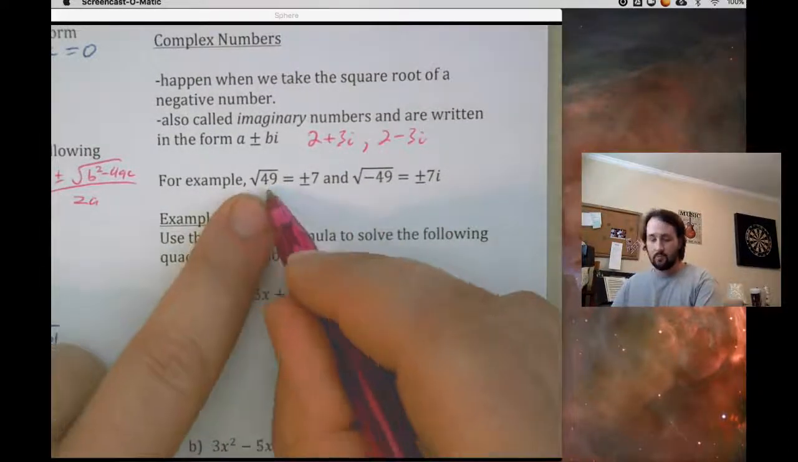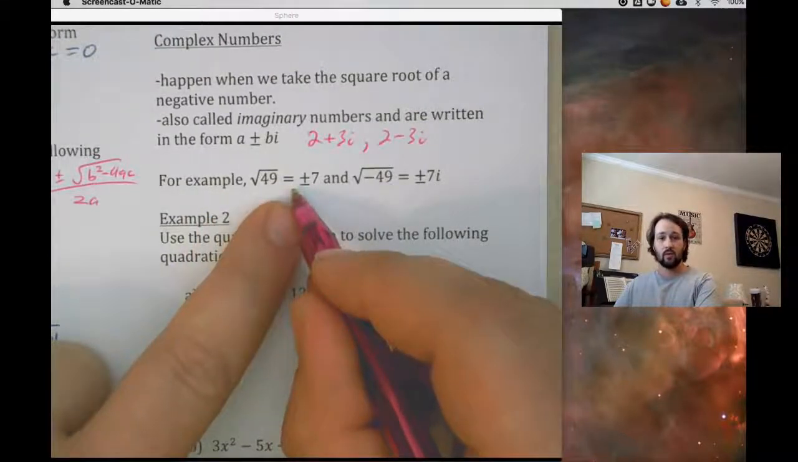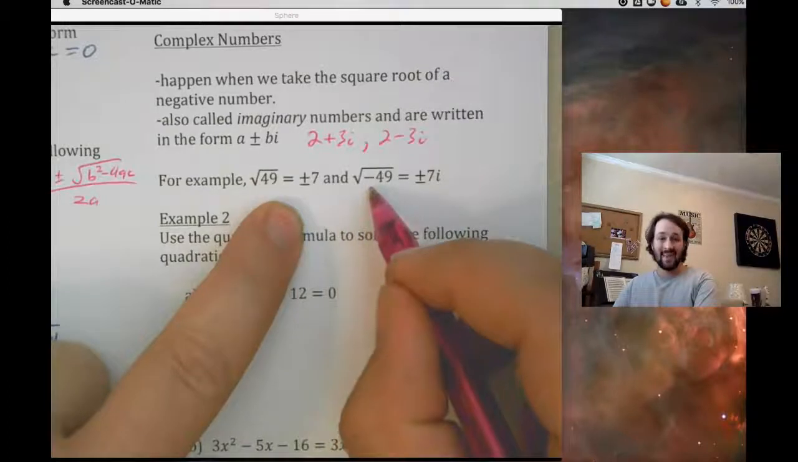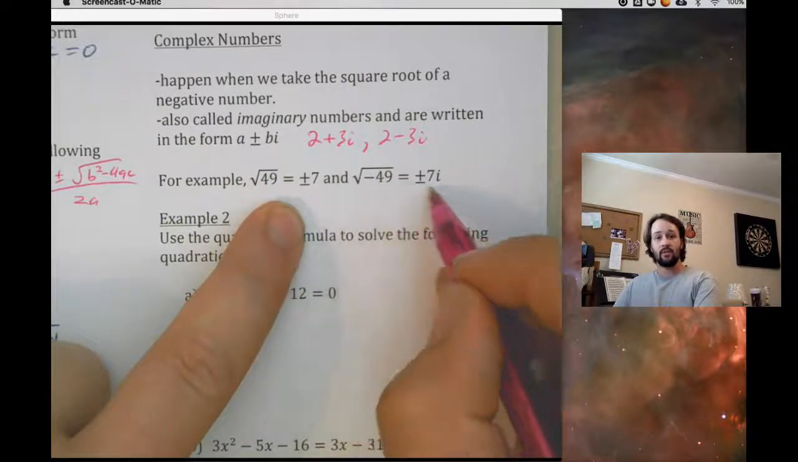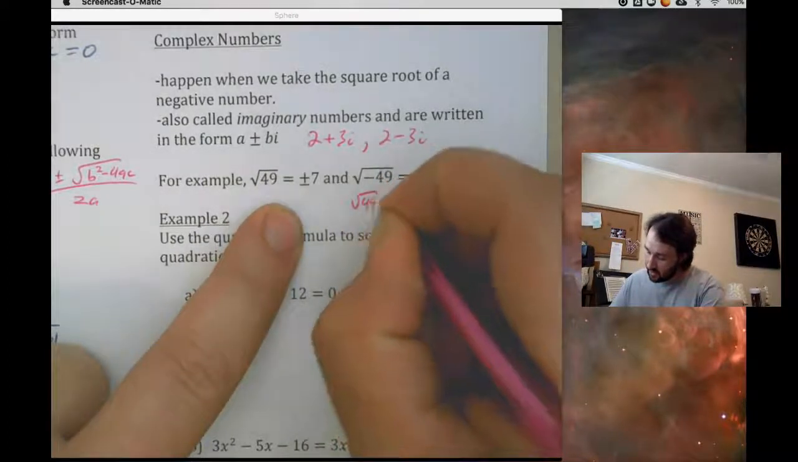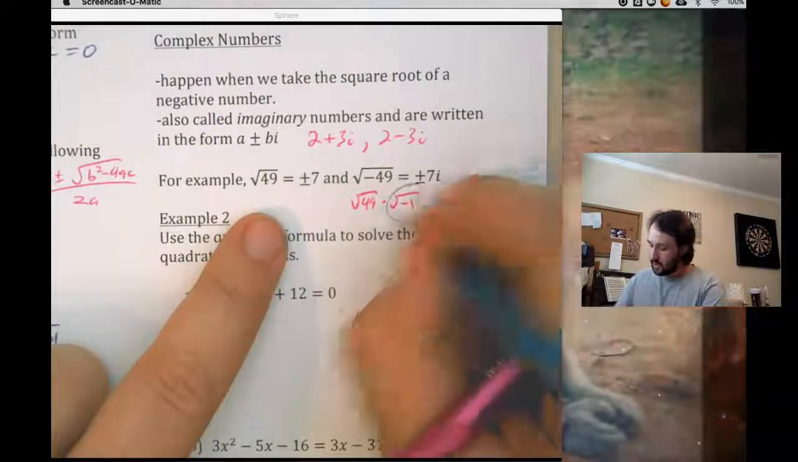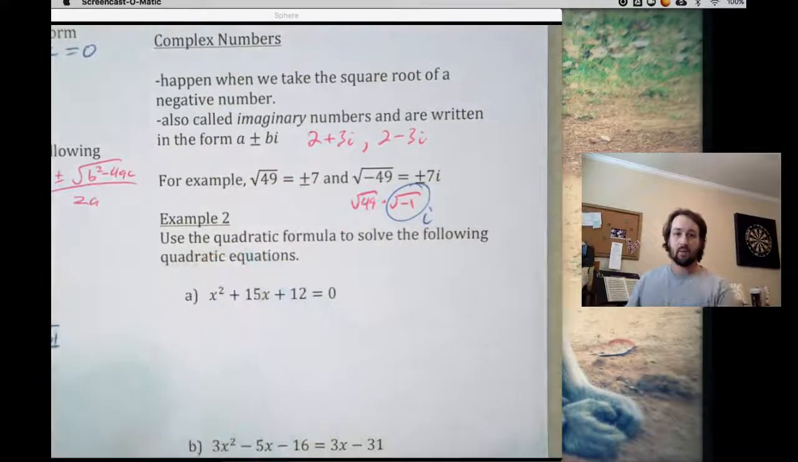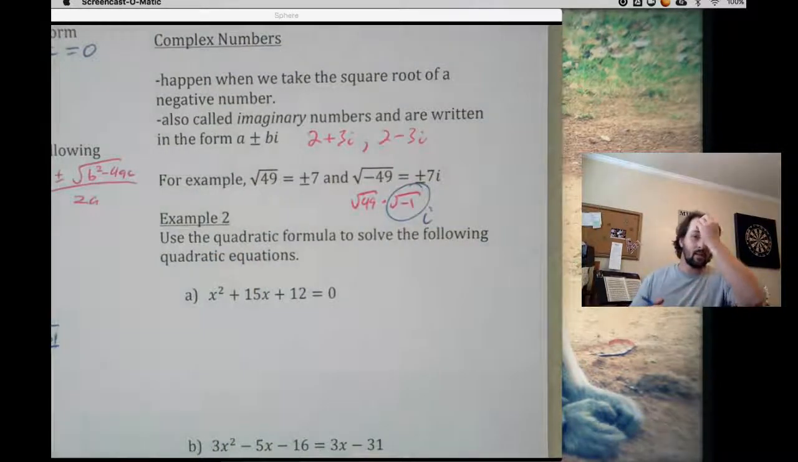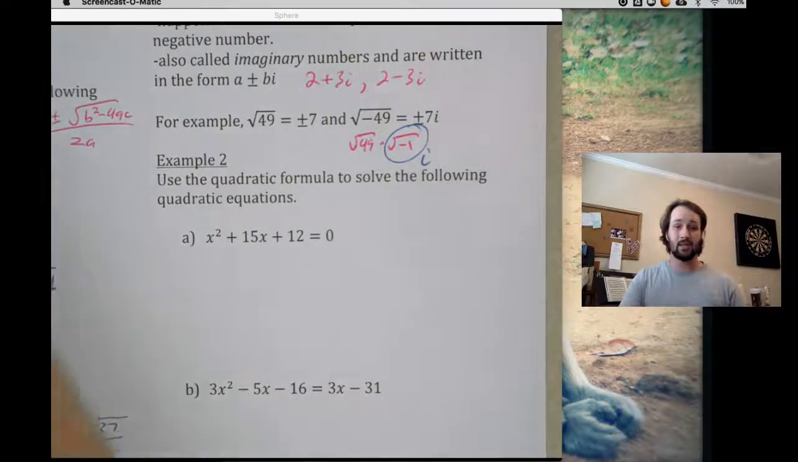But for example, we know the square root of 49 is plus or minus 7 if we take the square root. Now if we take the square root of negative 49, it actually creates the imaginary numbers. What this is, it's the square root of 49 times the square root of negative 1. This square root of negative 1 is how we represent the imaginary number. It's called i. So the imaginary number i is represented with the square root of negative 1. That's how we show that we are taking a negative square root. We have an imaginary solution or an imaginary number.